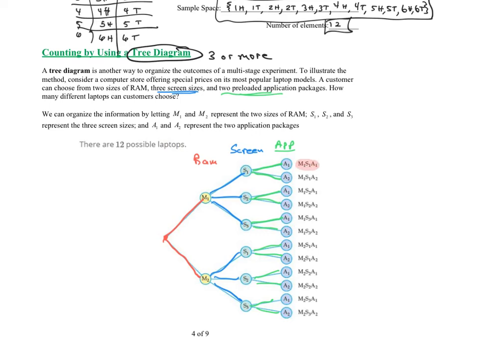The first one means I made the first choice for RAM, the first choice of screen, and the first choice for the apps. This gives us our total in our sample space of everything that can happen for the entire thing. So a tree diagram can work when there's 2 or more experiments. When there's 2 experiments, I prefer using a table. 3 or more for sure, I use a tree diagram.